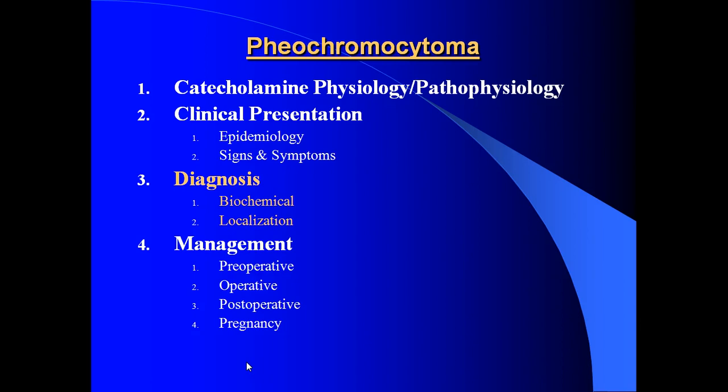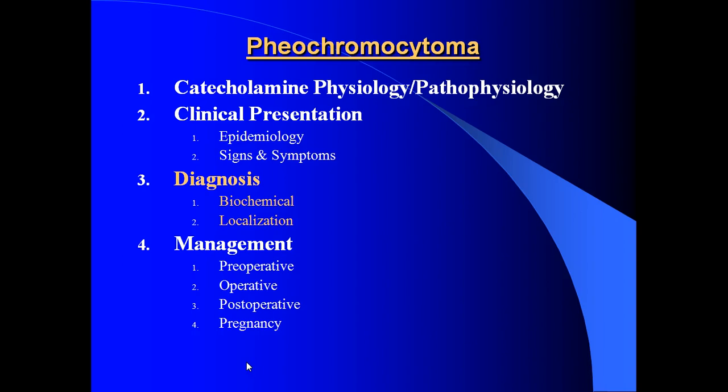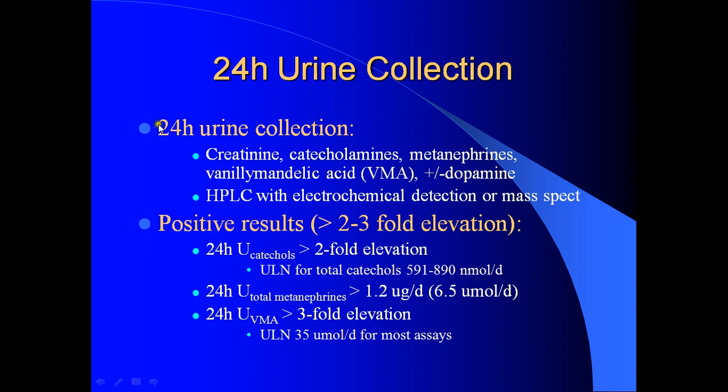So how do you diagnose these patients? There are two things to do. First of all, you have to confirm the diagnosis by biochemical testing, and then when biochemically you have confirmed that the patient is releasing high hormone levels, you have to localize where this tumor is. So you do a 24-hour urinary collection, and in it you measure creatinine, catecholamines, metanephrines, vanillylmandelic acid, with or without dopamine, thinking whether metastatic disease is there or not.